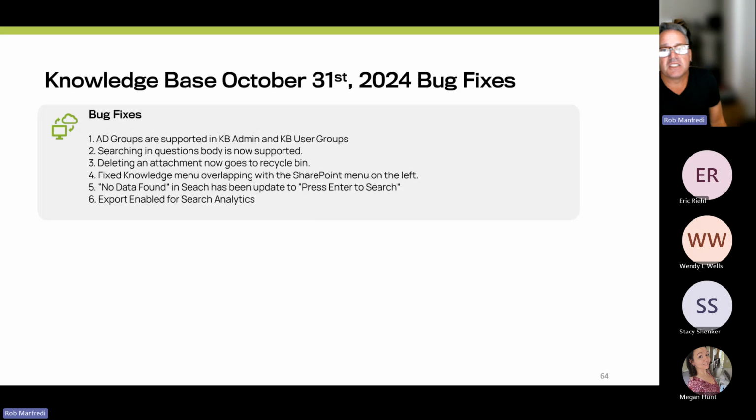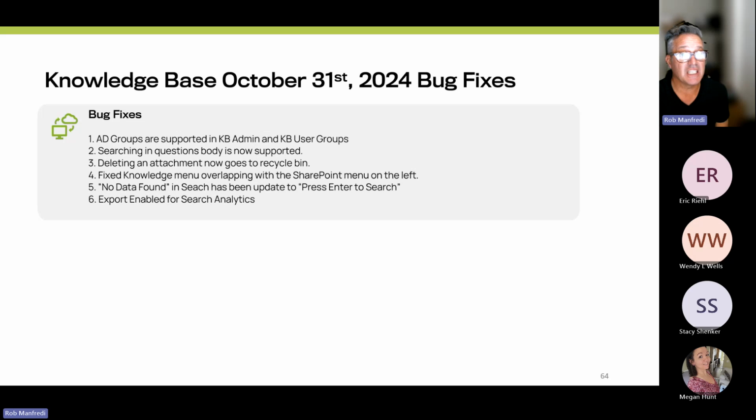We did a bunch of bug fixes as well. So again, we added the AD groups in the KB admin and KB user groups. So they're now supported in both. It was just the KB user group, and it is now also in the KB admin. So we can add those Active Directory groups.